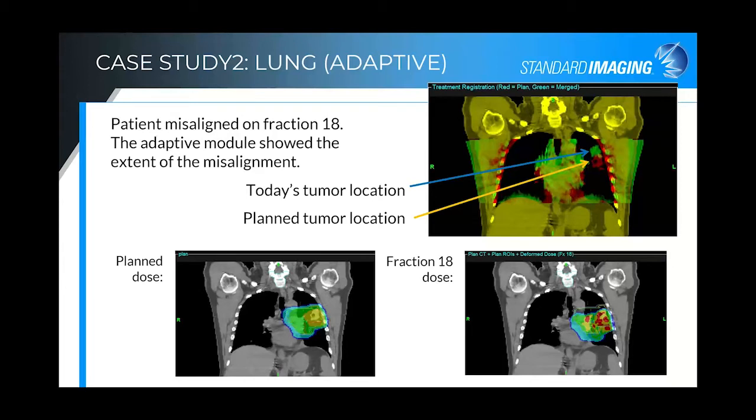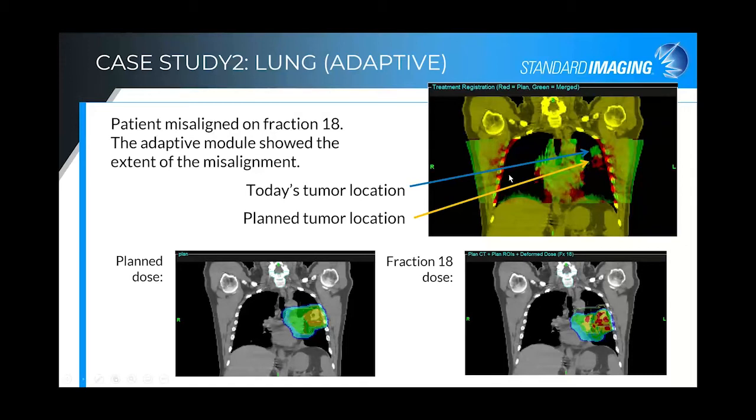The next case study, I'll open this one up in Adaptivo, the software, a bit later, but wanted to finish on through the case studies right now. So remember this case and we'll look at it in more detail. So it shows a lung plan with the patient misaligned on fraction 18. The adaptive module shows the extent of the misalignment.